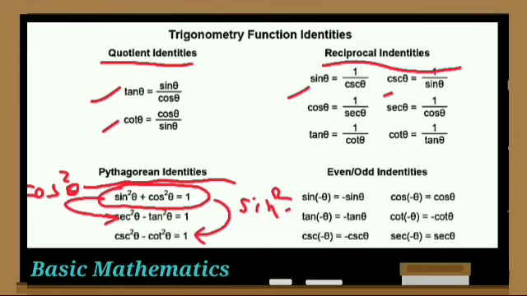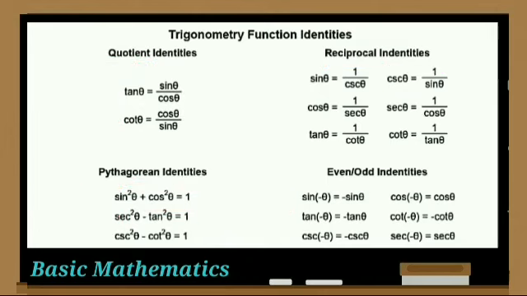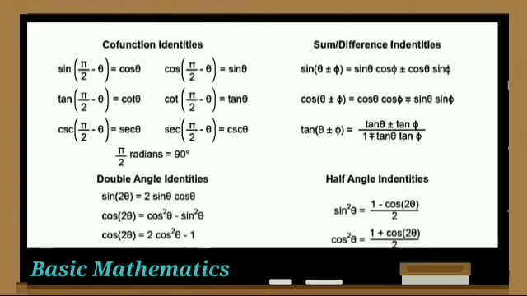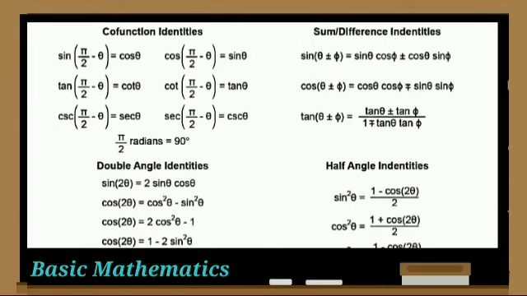Now we can move to the other identities, that is even odd identities. We have discussed these identities before, so now we move forward to the other identities. The next identity is cofunction identities. Sin of pi by 2 minus theta equals cos theta. These identities we have already discussed. Now we can move further.